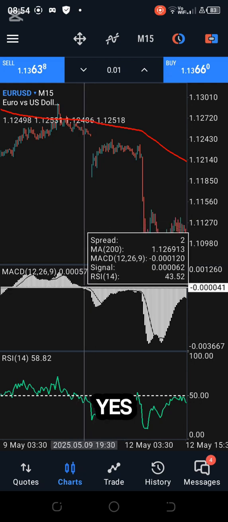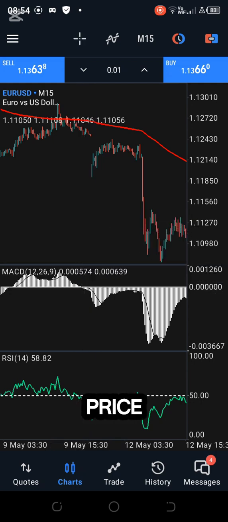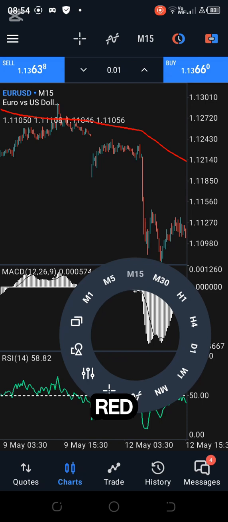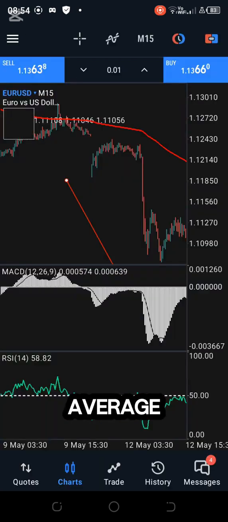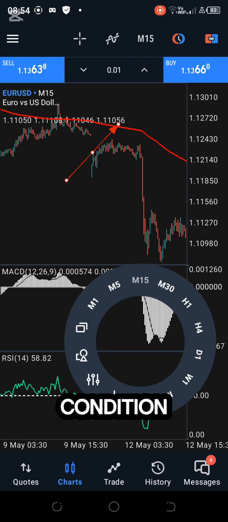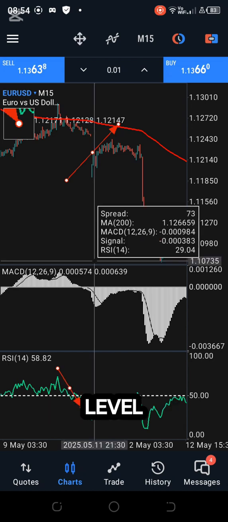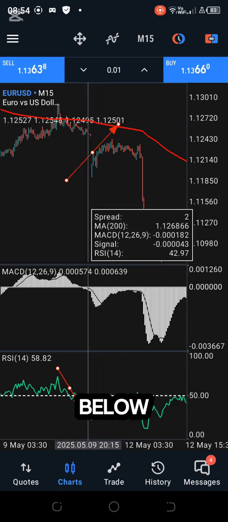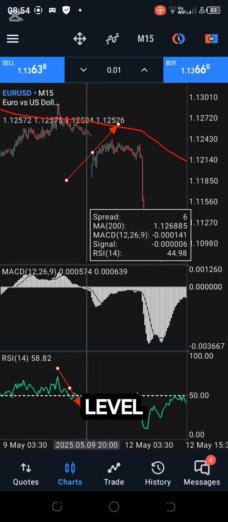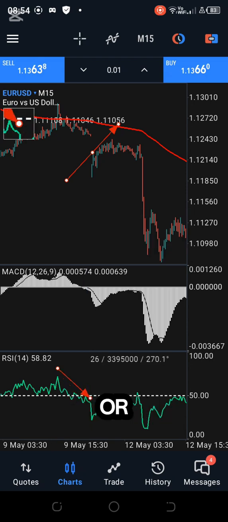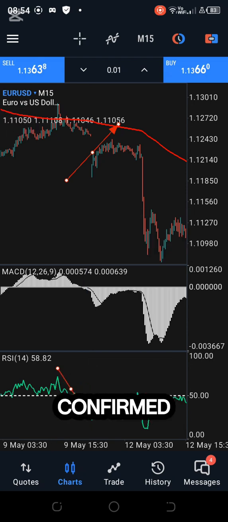One, price is trading below the red line, which is our moving average, or 200 exponential moving average. That's the first condition. Then the second condition, to confirm this bearish trend, we check the RSI. The RSI at this particular level is also trading below the 50 level, which indicates a bearish trend or a downtrend. So we have confirmed our trade.